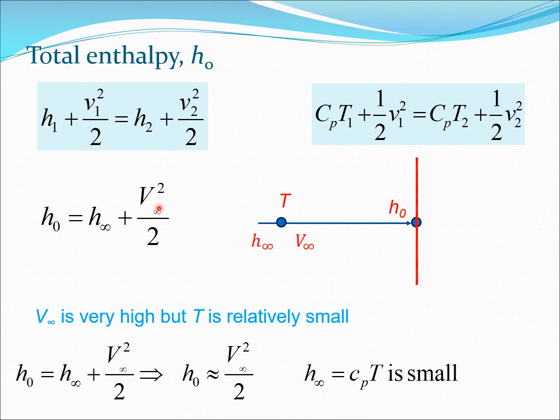Now typically v infinity is extremely high because you are entering the atmosphere at a very high velocity. So what happens is that we can actually write h0 as simply v infinity squared by 2. We can simply neglect h infinity. And one of the reasons is that h infinity would be Cp into T, and the temperature in the far stream is relatively small compared to whatever temperature is associated with h0. So essentially we can neglect that temperature.